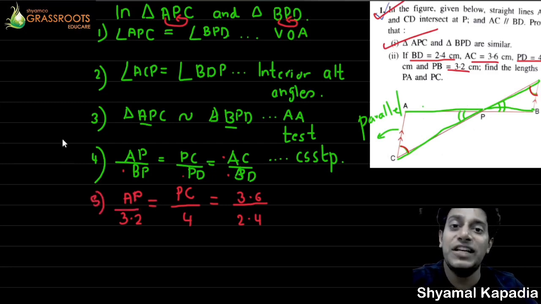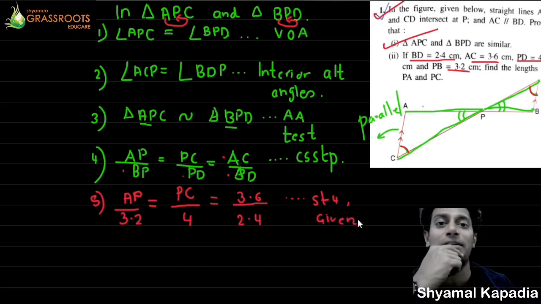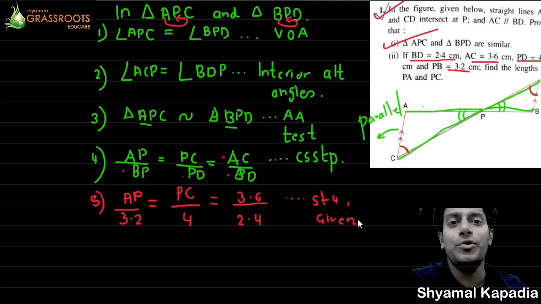Okay, so fifth statement. And what is the reason of this statement? It is obtained from 4, and I can also say it is given because the values have been given, and the reason of substitution is statement number 4. So now all you do is just cross multiply. So your statement number 6 is going to appear like this.